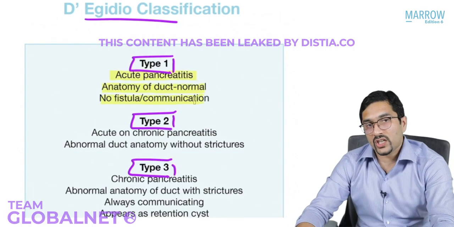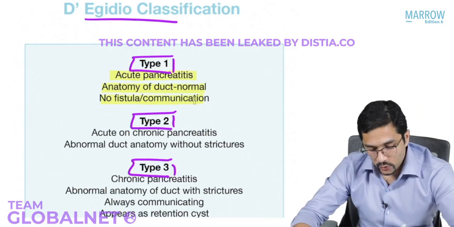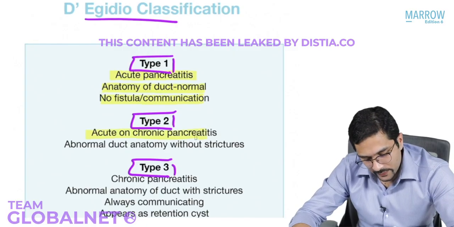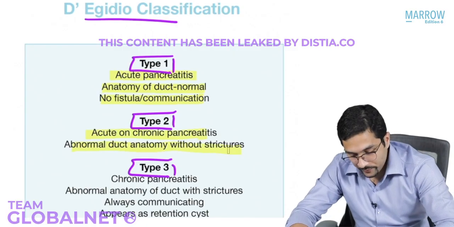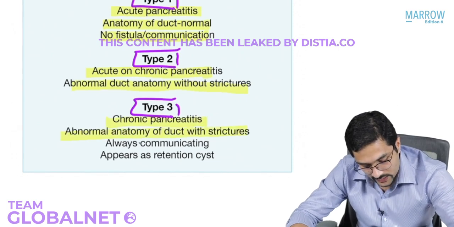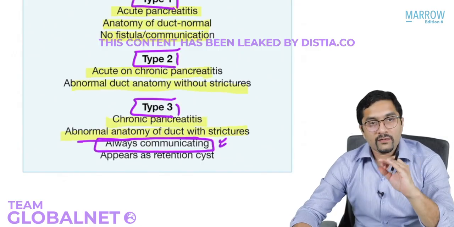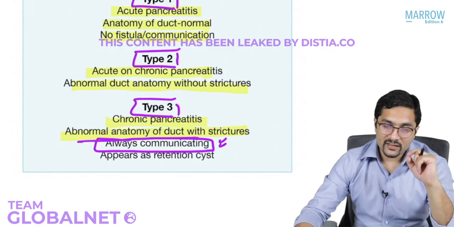There's usually no fistula or communication. Type 2 is ones which are seen in acute or chronic pancreatitis and there might be abnormal anatomy. Type 3 is when there's chronic pancreatitis, there might be abnormal anatomy of the duct with strictures, and these are always communicating, right? So they always communicate with the main pancreatic duct.